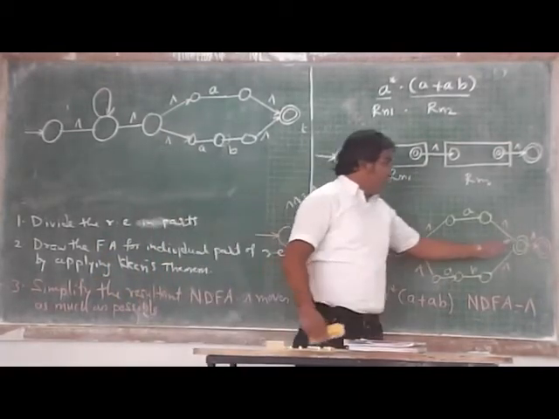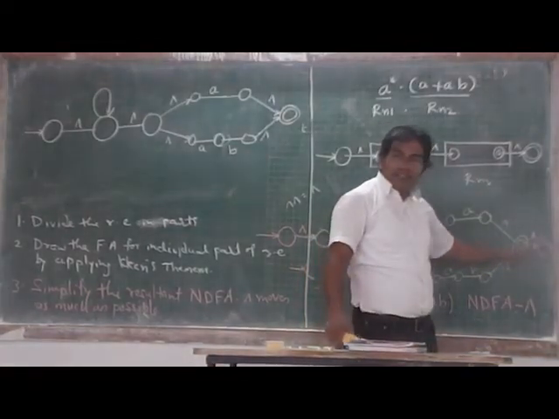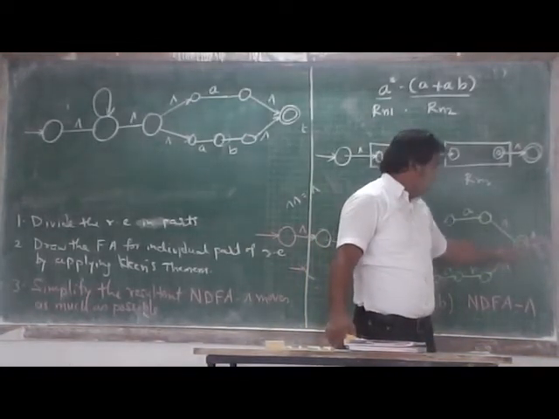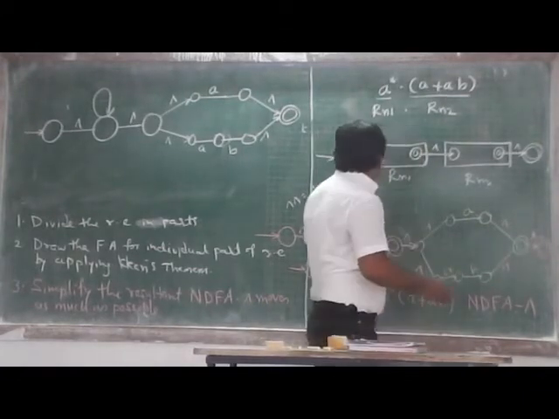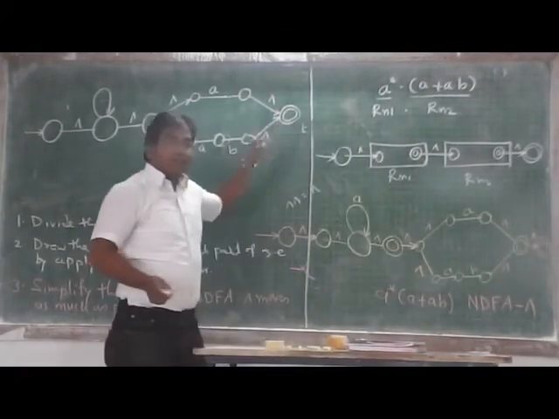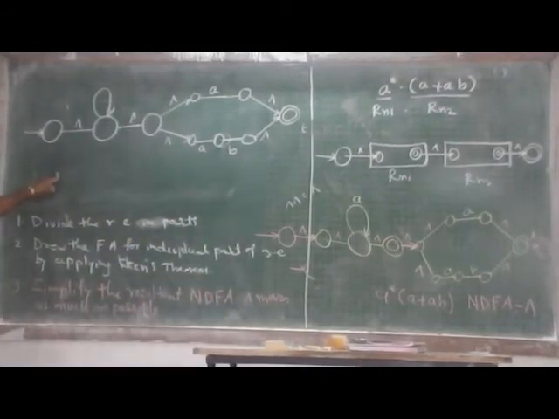Since these two states are final states, this is the final state, this is the final state, and I can merge these two by removing this null. So I finally consider this as a final state. So by applying the possible minimization, I am able to have this kind of analysis.